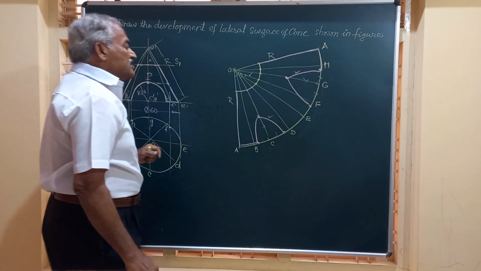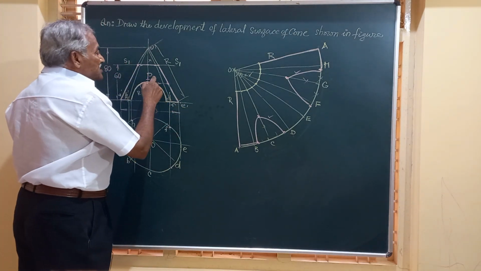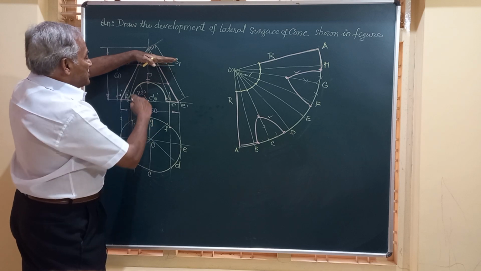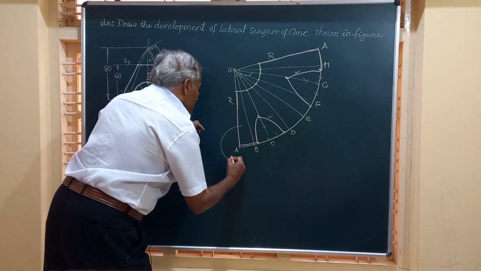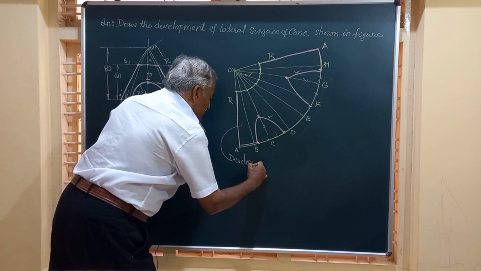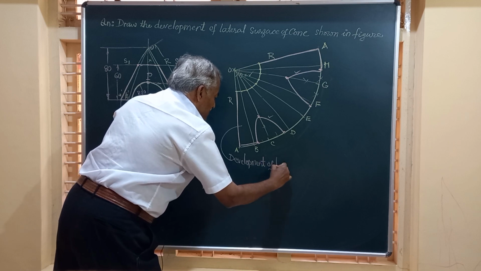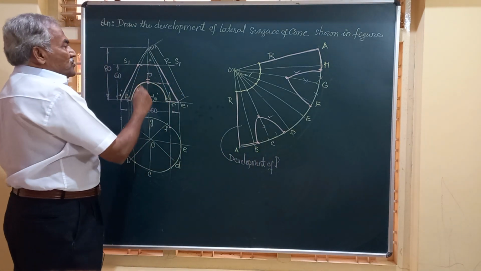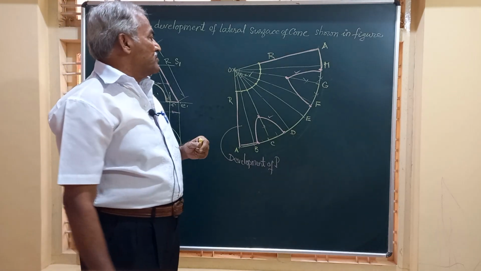So friends, this is how the development of this part between S1, S1 and this R appears in the development. I will say this is the development of the portion between these two of the cone. Friends, I hope the presentation was interesting.